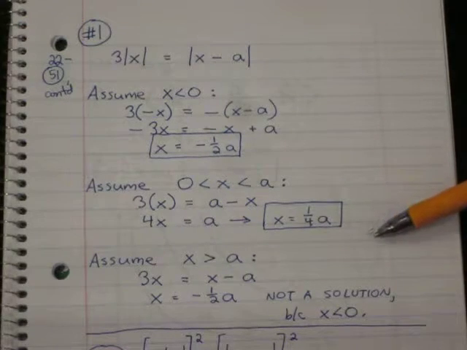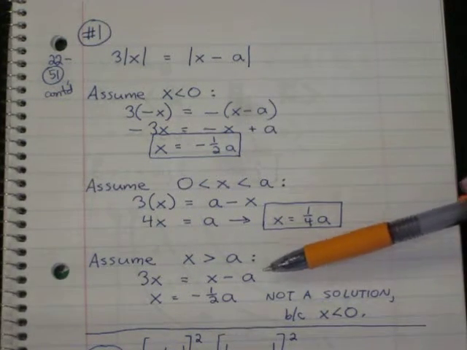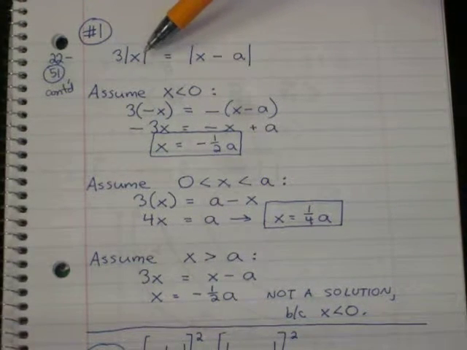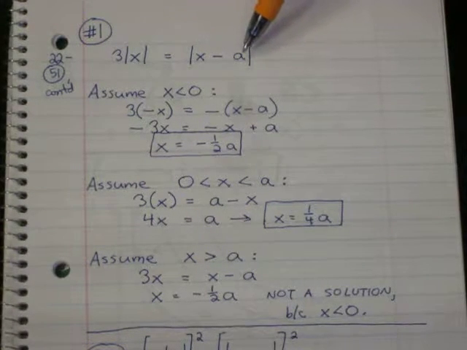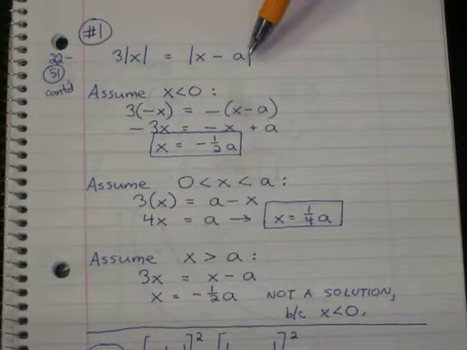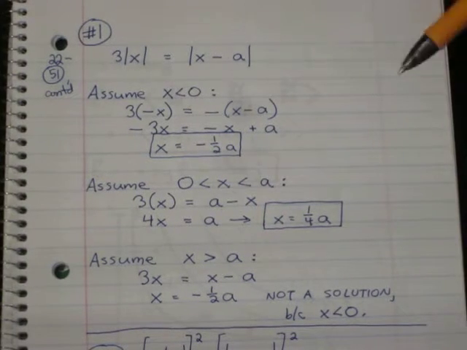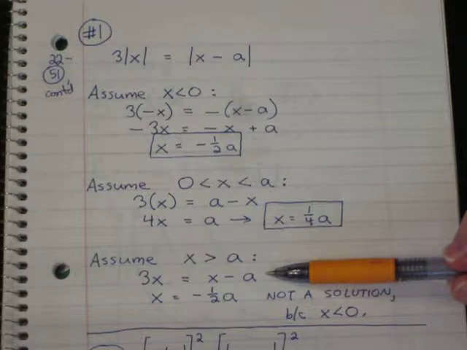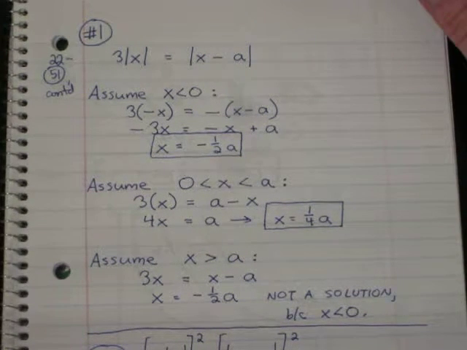The third region we have to consider is assume that x is greater than a. Well, in that case, 3 times the absolute value of x, remember x is going to be positive, so that's 3x, equals absolute value of x minus a. If x is greater than a, that's positive, so it equals x minus a. So these absolute value signs just simply go away in that region. And we get 3x equals x minus a, x equals negative 1/2.